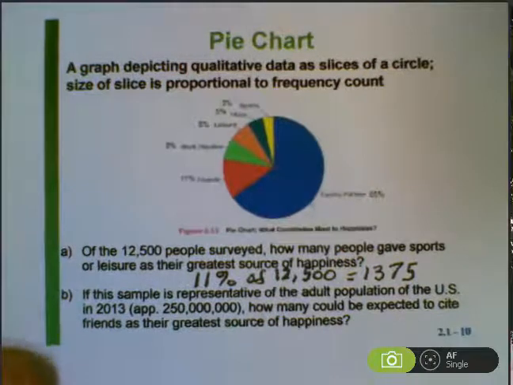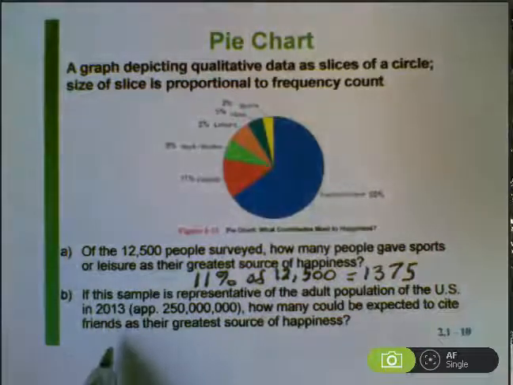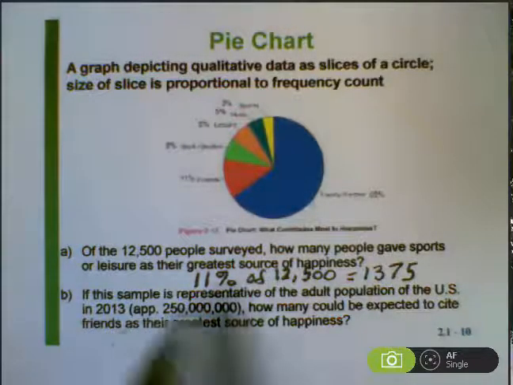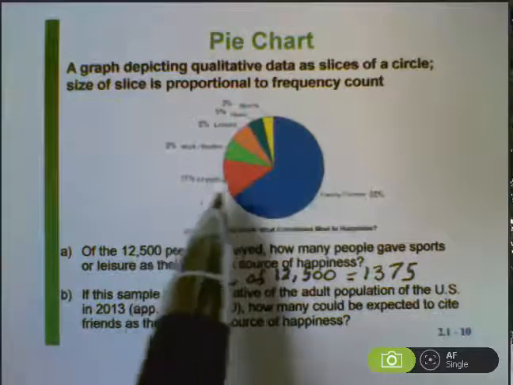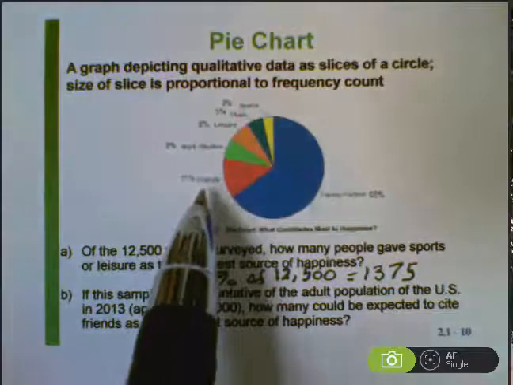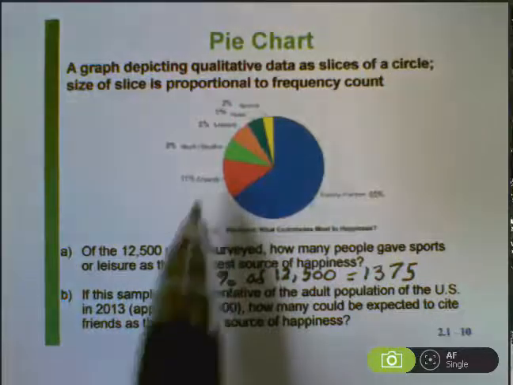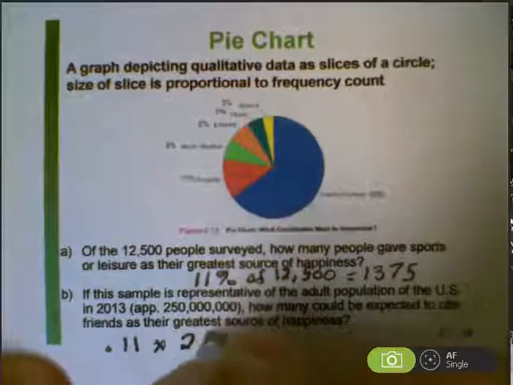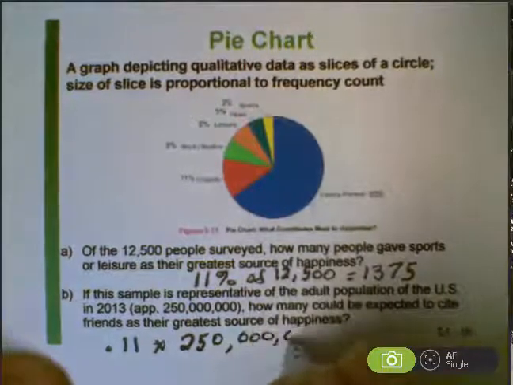In the B part, if this sample is representative of the adult population of the US, approximately 250 million, how many could be expected to cite friends as their greatest source of happiness? Well, if we were asked how many of the sample cited friends as their greatest source of happiness, then we'd be finding this 11% of 12,500. But we're not trying to find the number of people in the sample, we're trying to find the number of people in the population. So I need to multiply that 11%, or 0.11, times 250 million.